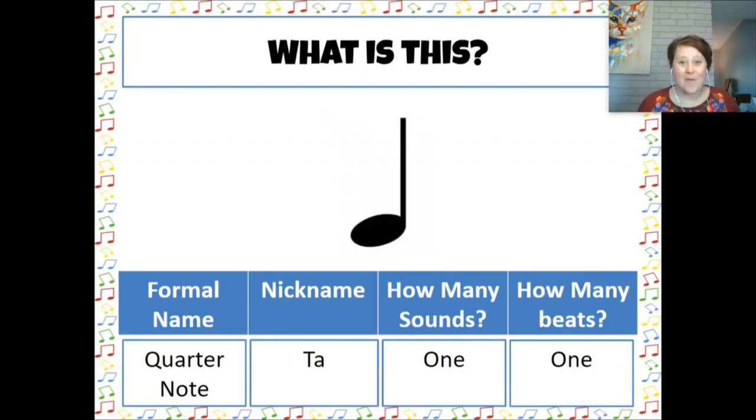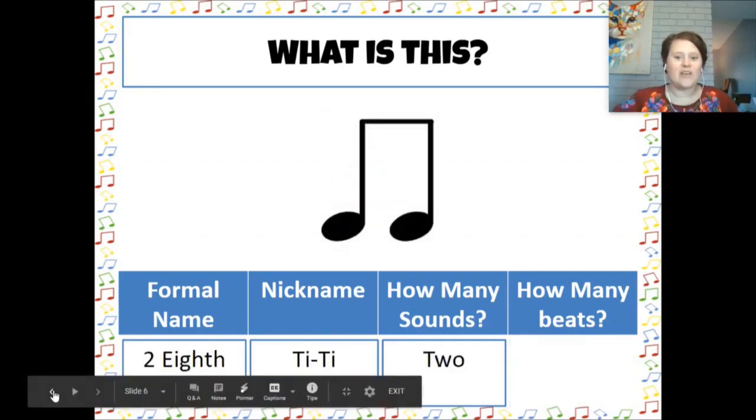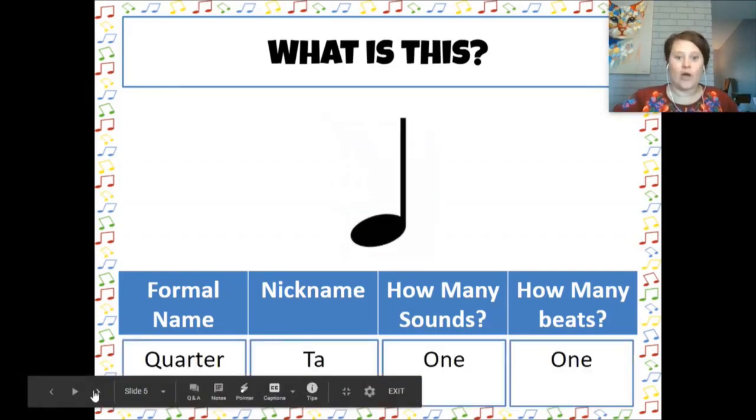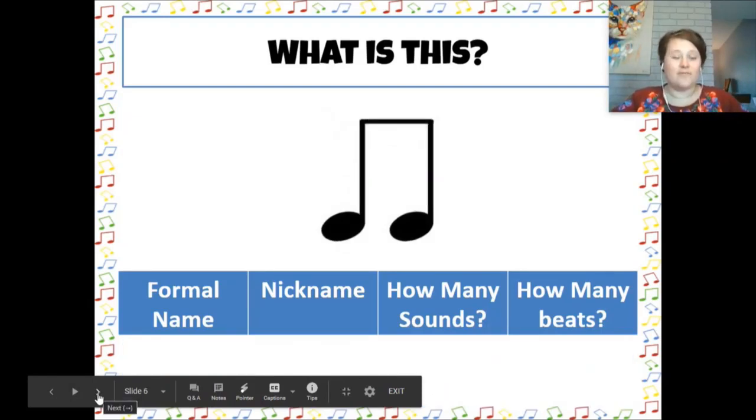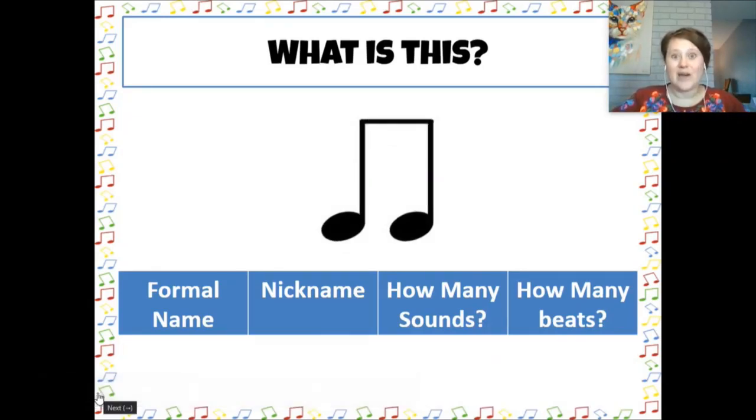When we see it, we say ta. So that one has one sound and one beat. Now, this next one might be a little different. It might have a different number of sounds. Let's see how many beats it is.